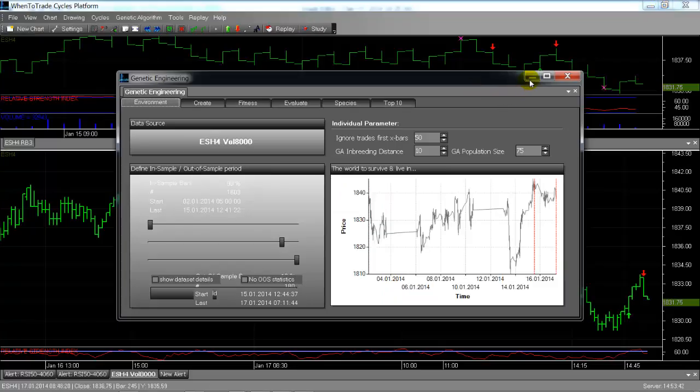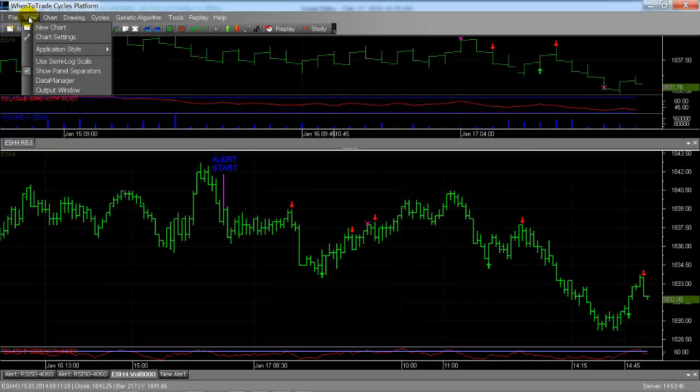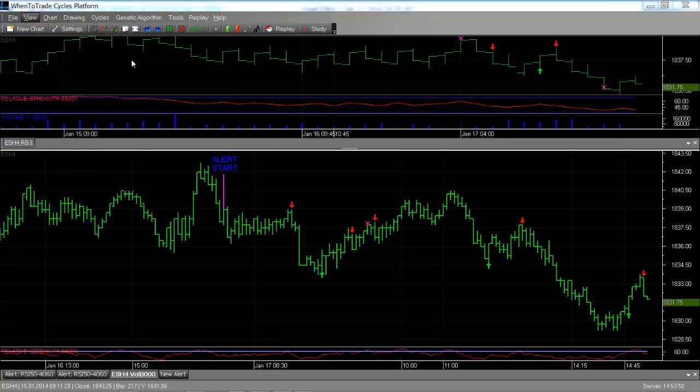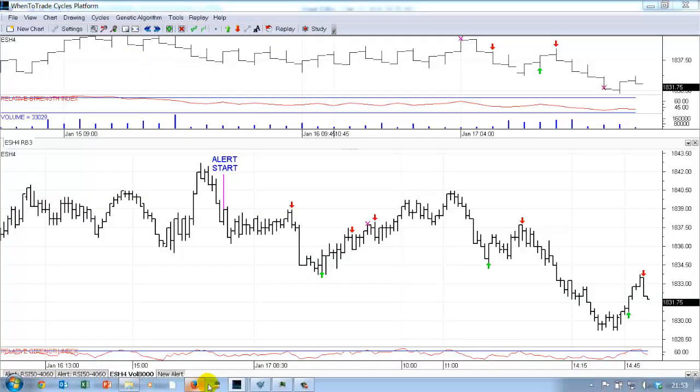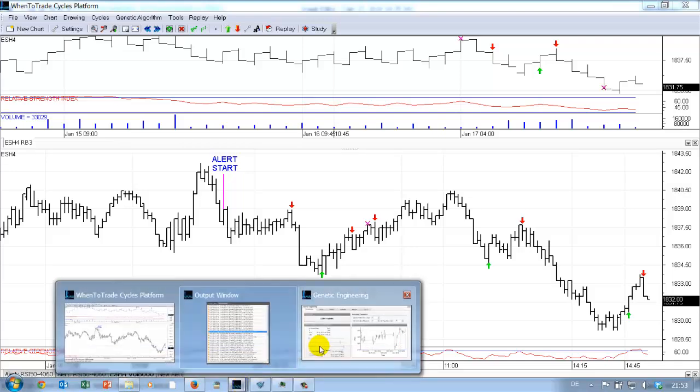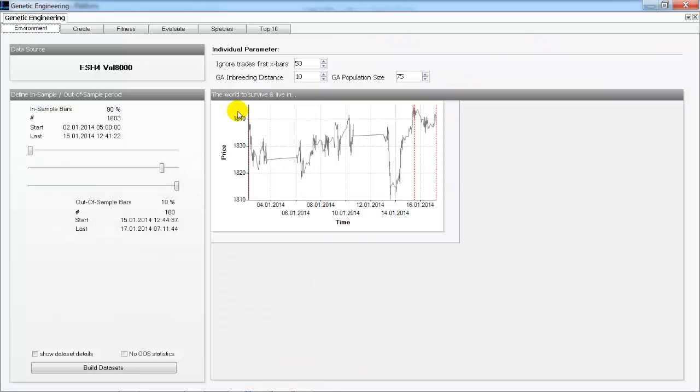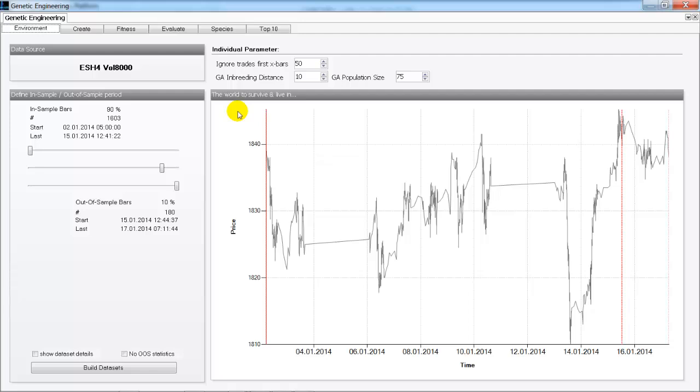let me just set it to the default layout just to have it a little bit clearer. Okay, so let's start with the genetic algorithm in general.